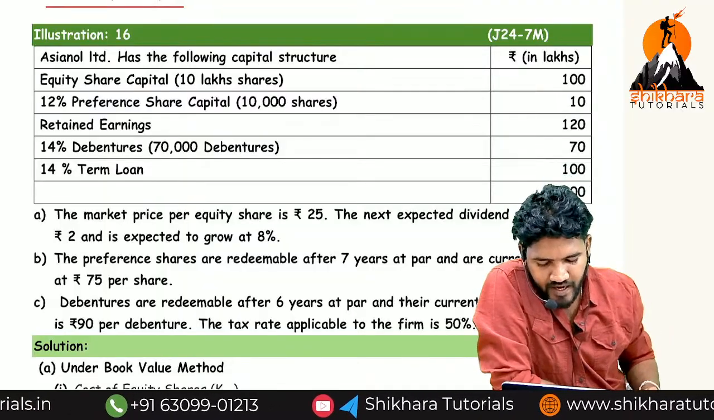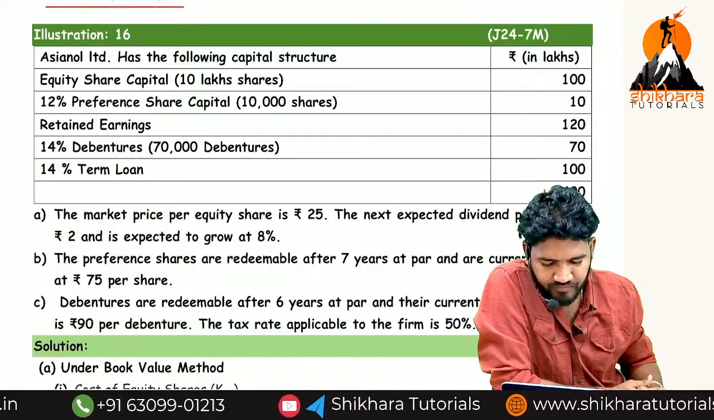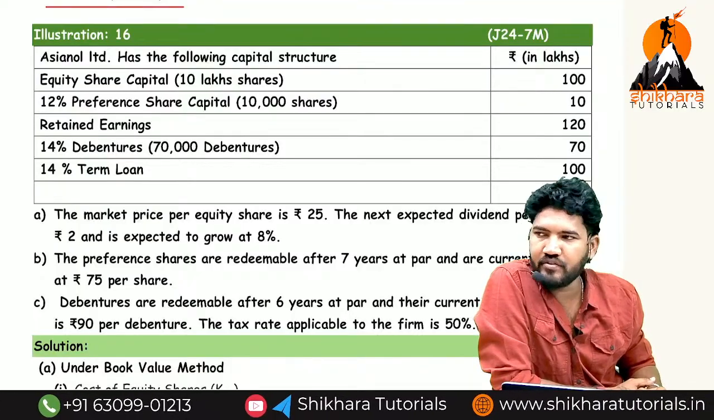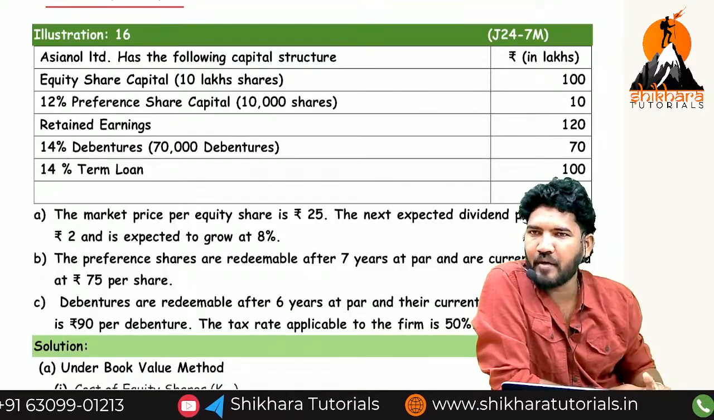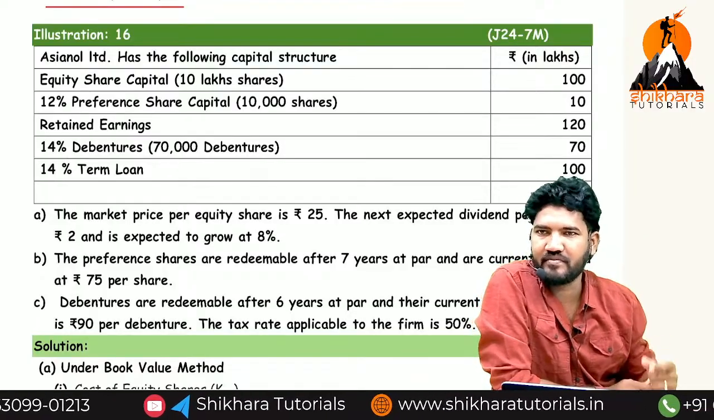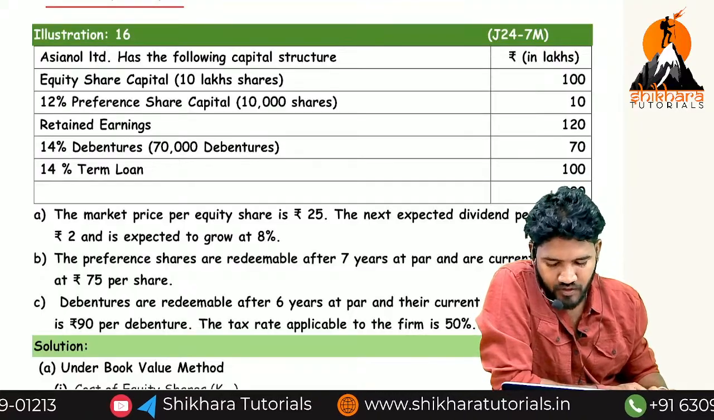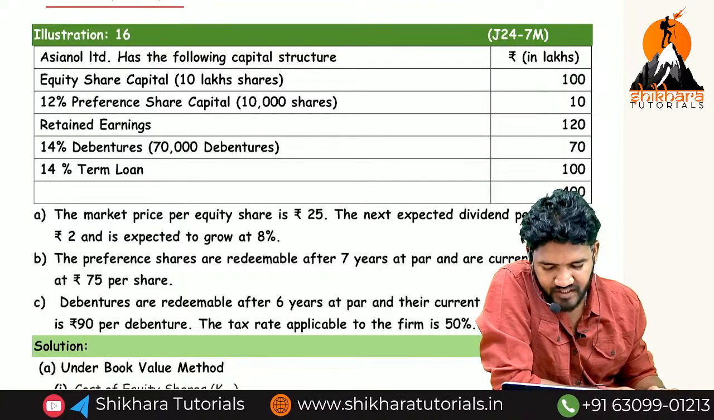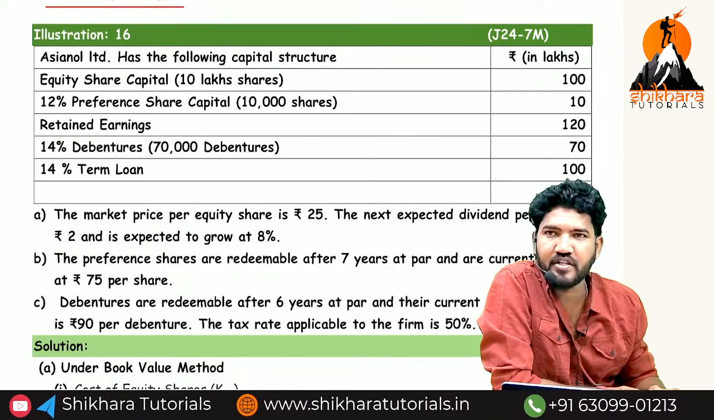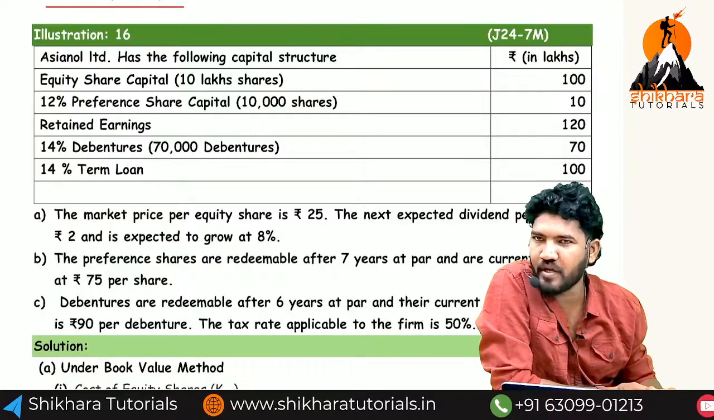A Limited has the following capital structure. So what does capital structure mean? The proportions used in the capital procurement, that is called the capital structure format. Now what are the formats they used? Equity share capital, 12% preference share capital, retained earnings, 14% debenture, 14% term loan. All 5 sources they procured.